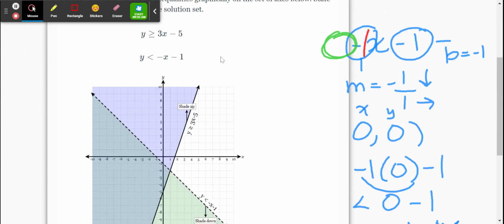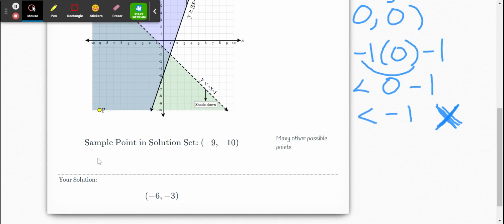Okay, so graph the first inequality and shade, then graph the second inequality and shade. Make sure you pay attention to if it's going to be dash or solid. Make sure you pick the correct test points, and then any point in the double shaded region is a solution. So you can see here, their sample point was -9, -10, because it's down here, in that double shaded region. Okay, good luck.